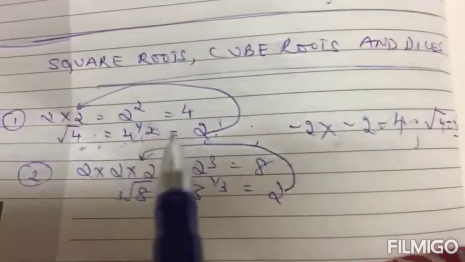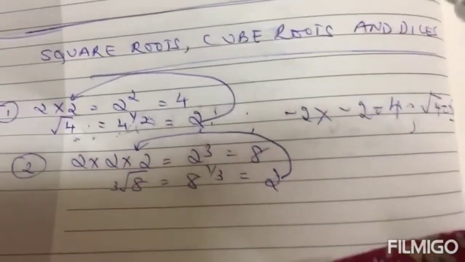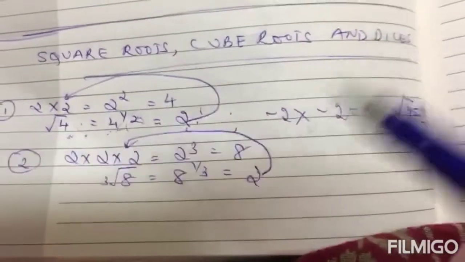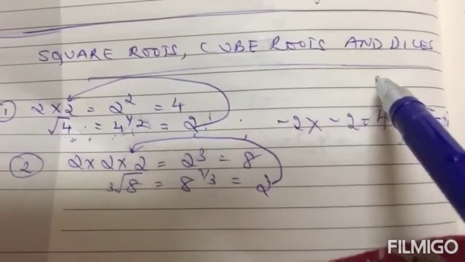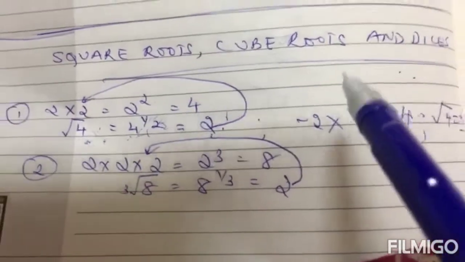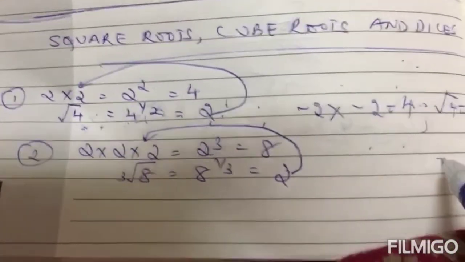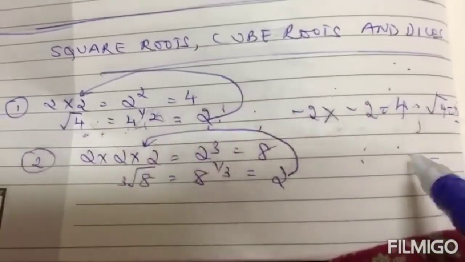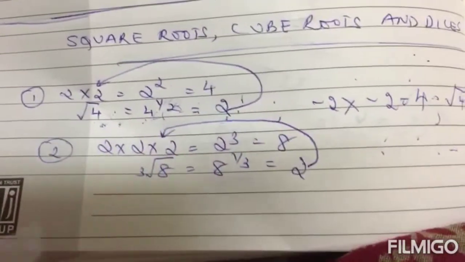Similarly, what is square root of 25? It is 5. So you'll have to memorize some of the squares, like 1 into 1 is 1, 2 into 2 is 4, 3 into 3 is 9, 4 into 4 is 16, 100 into 100 is 10,000. You should know that.